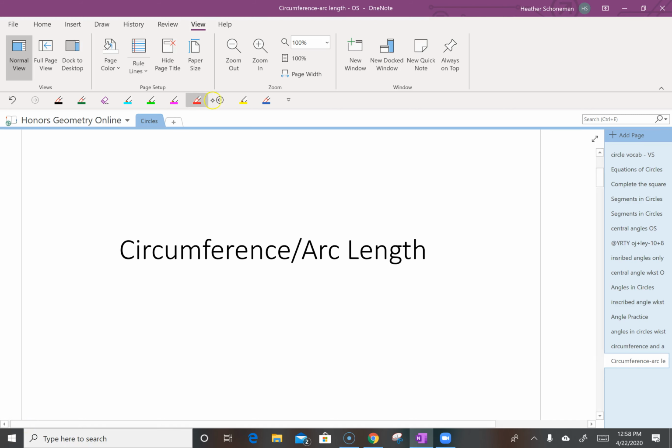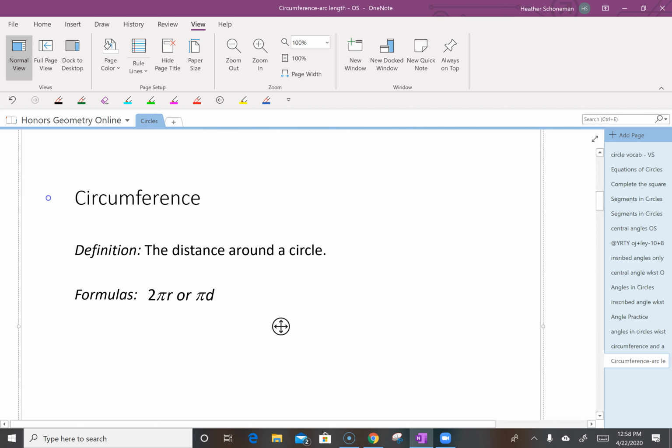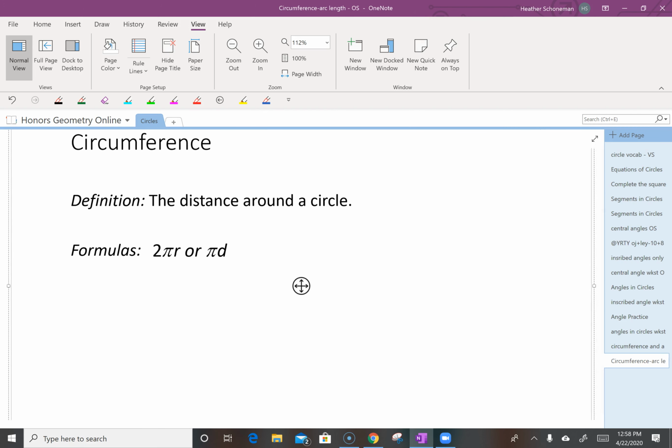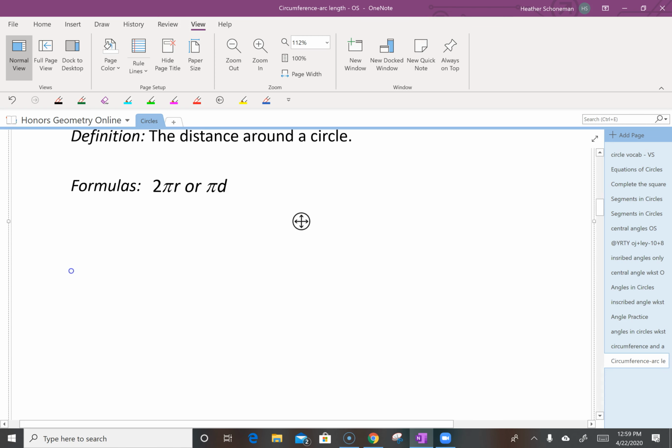Right, today's video is on circumference and arc length. And yes, we've done circumference before, but it's a really good lead into arc length and helps us with arc length, so we want to review it for just a second. Circumference is the distance around the circle, so it's a length, it's a measurement, and the formula is 2 pi times the radius, or pi times the diameter.